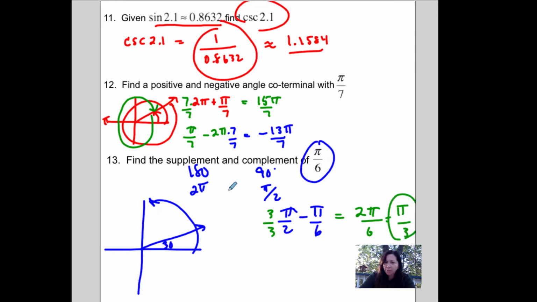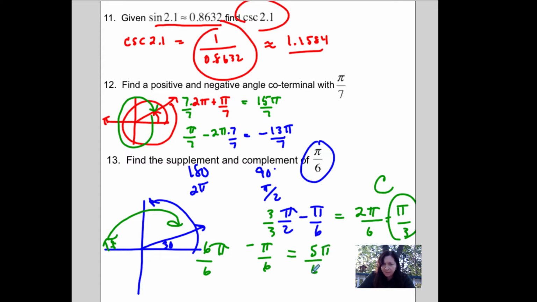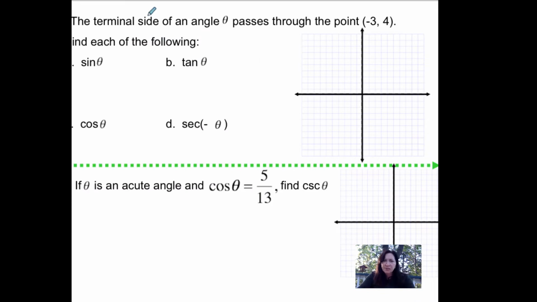So that's my complement. And my supplement is going to be 180, or pi, minus this. So pi minus pi over 6. I'm going to get a common denominator, and so I just get 5 pi over 6. Okay, that's my supplement.